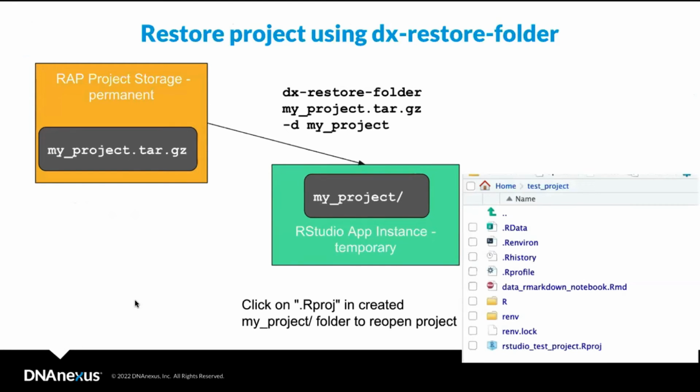Let's talk about restoring the project using dx restore folder. We have our RAP project here, and we can use dx restore folder. Just note that you have to use the path on RAP here. Then you give it the -d flag, and then the name of your project. That way it will restore it in that project folder. Once that is done, you can click the .rproj file in your folder to reopen the project.